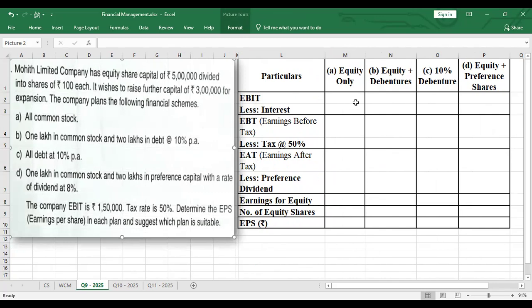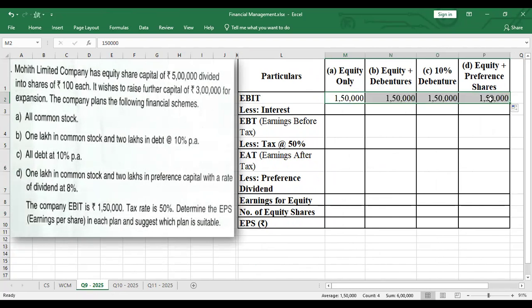Now let's move to the solution. EBIT they have given 1,50,000. This EBIT is applicable for all. You have to remember 1,50,000 is same for all. Now, four plans, like they have mentioned. The first plan says that all equity. Second, equity plus debt, that is debenture. Third one, 10% debenture. Fourth one, 1 lakh equity, remaining 8% preference shares.